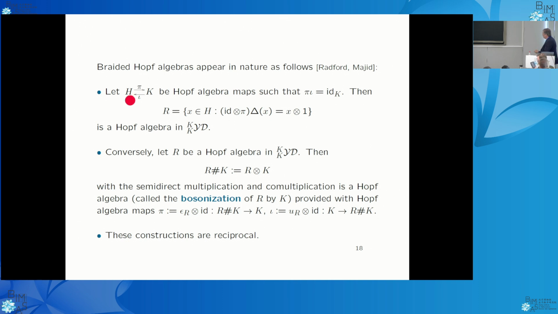If you have conversely a Hopf algebra in the category of Yetter-Drinfeld modules over K, then you define R smash K as R tensor K with the semi-direct multiplication and comultiplication. This is a new Hopf algebra called the bosonization of R by K. This new Hopf algebra has maps pi and iota as before, so pi goes from R smash K to K, and iota goes from K to R smash K. So this is an example of this, and these two settings are the reciprocal of the other.